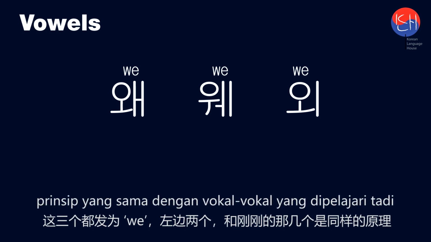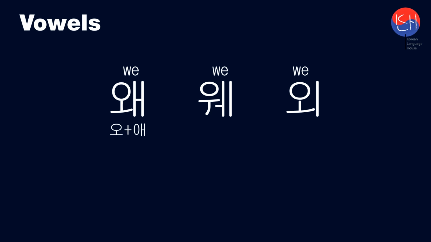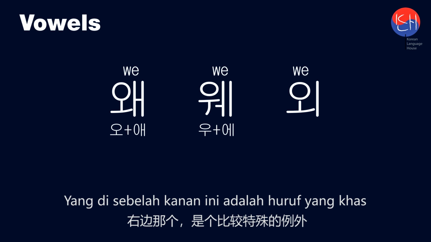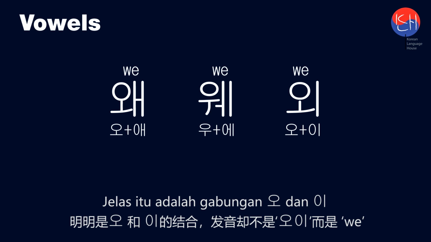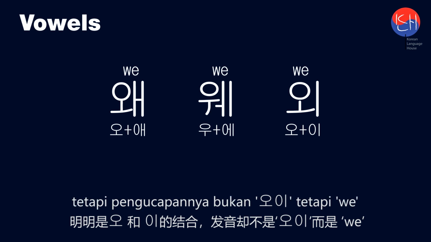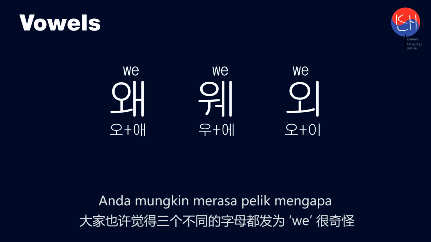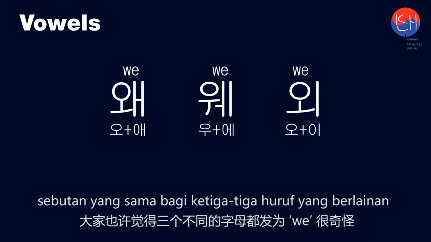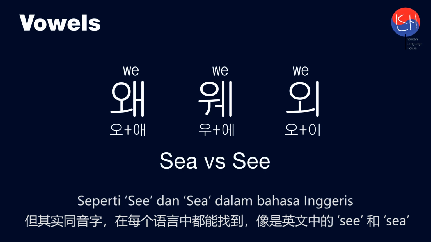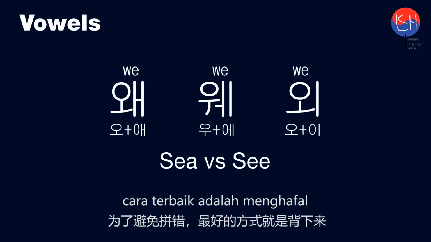The first two are pretty straightforward. O, e, oe, we. U, e, ue, we. The last one is a bit of an anomaly. It's made up of O and E, but instead of oi, it's pronounced as we. Now you might think it's a bit strange that they're all pronounced the same, but homonyms can be found in every language. Take C and C, for example. It's just something you have to memorize on a case-by-case basis.